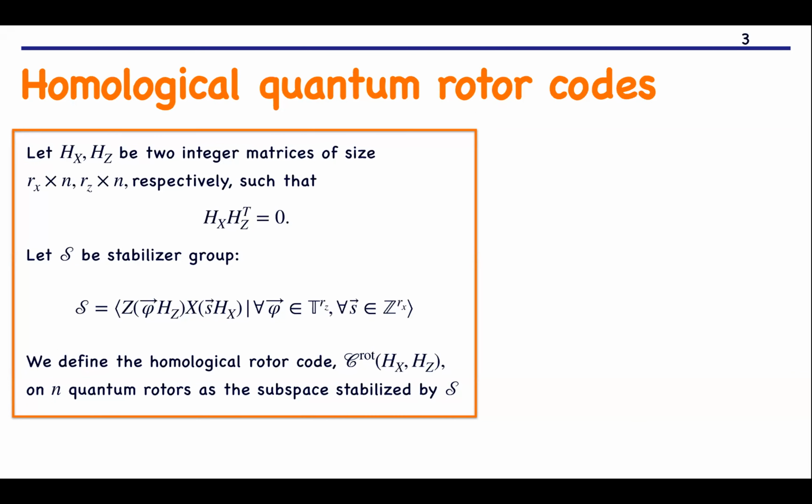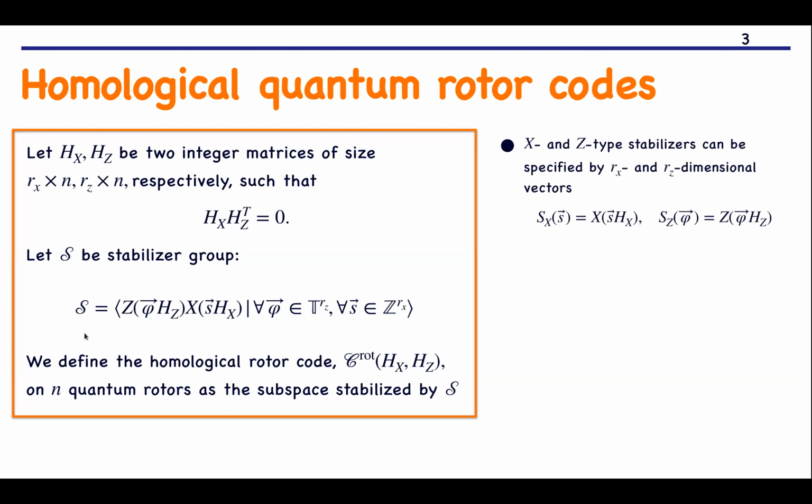So let me comment on this definition. First of all, we see that the X and Z type stabilizers can be specified by Rx and Rz dimensional vectors respectively via this mapping here. So they will be mapped to vectors that identify generalized Pauli operators by the Hx and Hz matrix respectively.